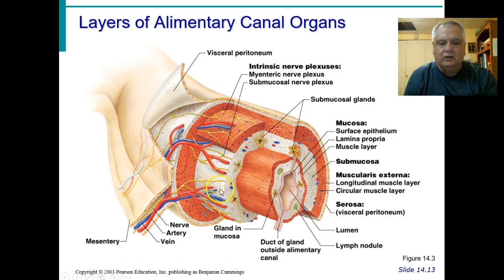We can see also nerves here, and there are also lymphatics that are in there as well. And these are all found in the submucosa.